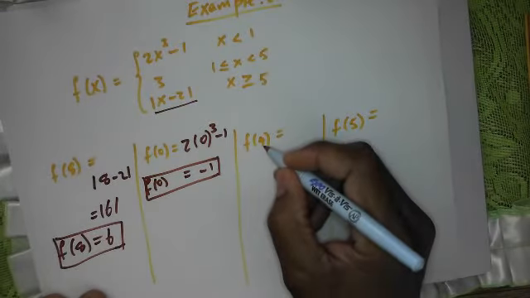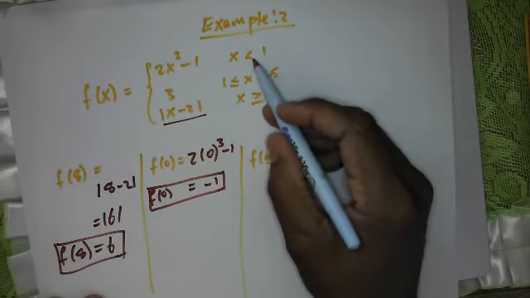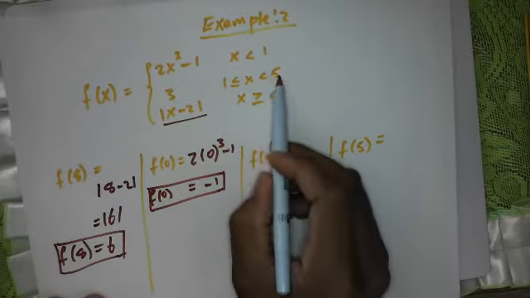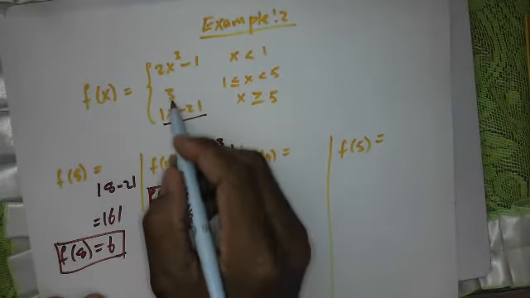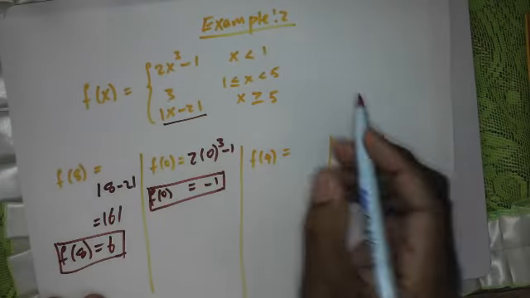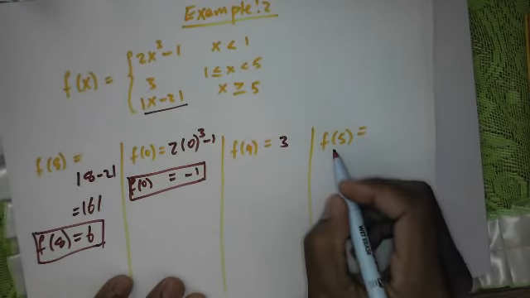This one says f of 4. It would not be this, because this is talking about 0 and all the negatives. This one is between 1 and 5. Is 4 between 1 and 5? For sure it is. So we will be using this function. But if you look, this function doesn't have any x in it. It's just a number. So this will just equal the number there. And then finally, f of 5.